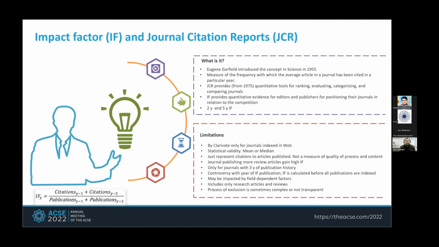And journal impact factor is only for journals that are indexed in Web of Science with at least 2 or at least 3 years of publication history. It includes only research articles and reviews. And as we have seen, review articles tend to receive more citations than the original articles, and it may manipulate or contaminate the whole data. And at times, the process of exclusion of articles is complex and not very transparent. And the difference in the citation behavior of different fields of research is also not accommodated in the impact factor.